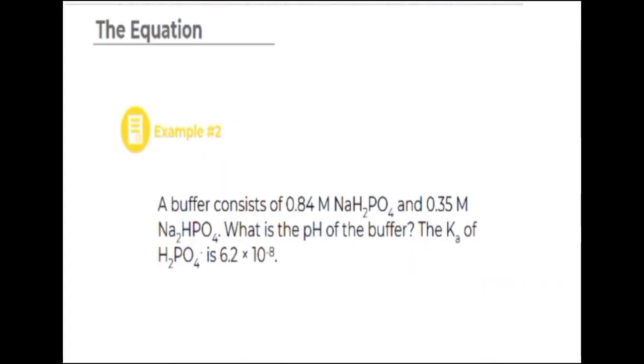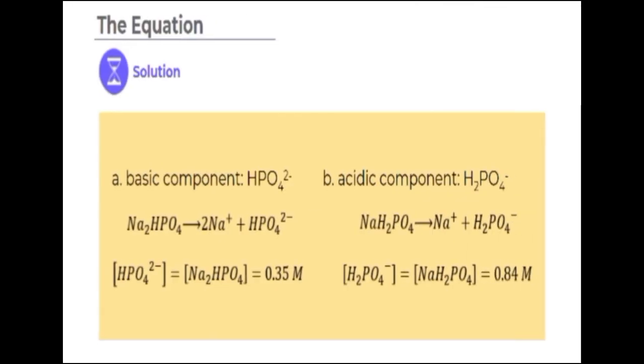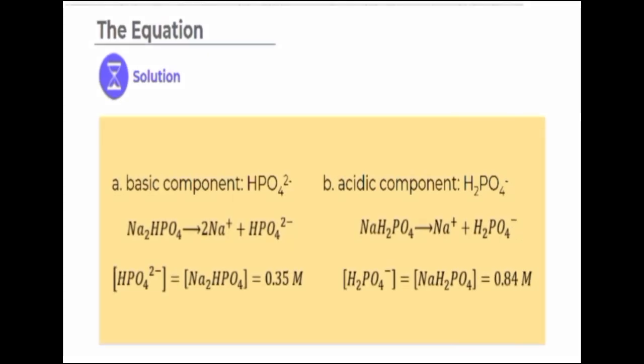A buffer consists of 0.84 molar sodium dihydrogen phosphate and 0.35 molar sodium hydrogen phosphate. What is the pH of the buffer? The Ka of dihydrogen phosphate ion is 6.2 times 10 raised to negative 8. Solution. The basic component is hydrogen phosphate ion. Since 1 mole of hydrogen phosphate ion is produced from 1 mole of sodium hydrogen phosphate, the concentration of hydrogen phosphate is the same as that of sodium hydrogen phosphate, which is 0.35 molar.